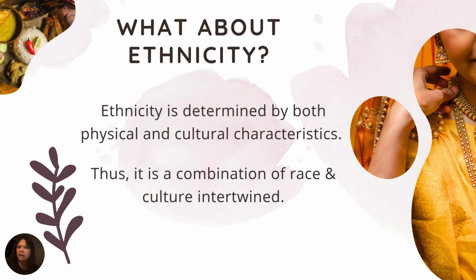All right, so what about ethnicity? Well, ethnicity is determined by both physical and cultural characteristics. Thus, it's a combination of race and culture intertwined. So when you think about ethnicity, we kind of have to include race and culture. Now, I will say this, I'm going to pause here, because when we talk about race and the way that it was originally used in our society and how it was defined, we have to understand that race was a social construct.